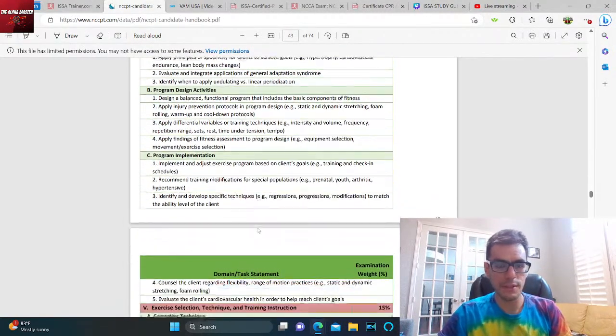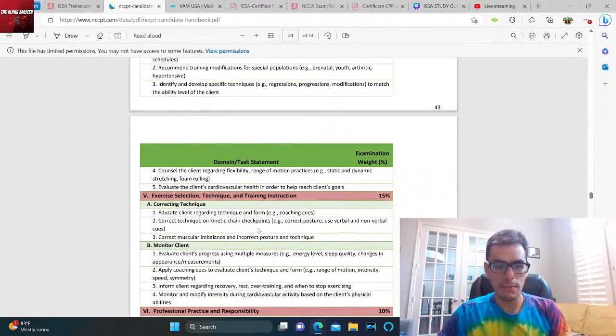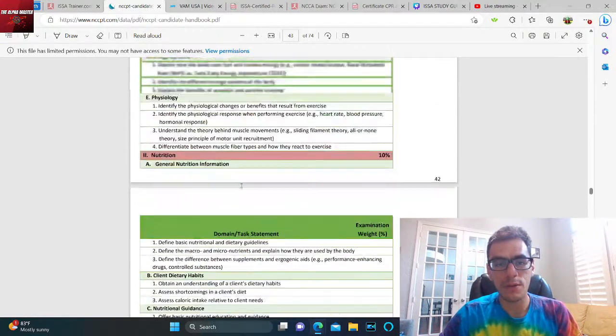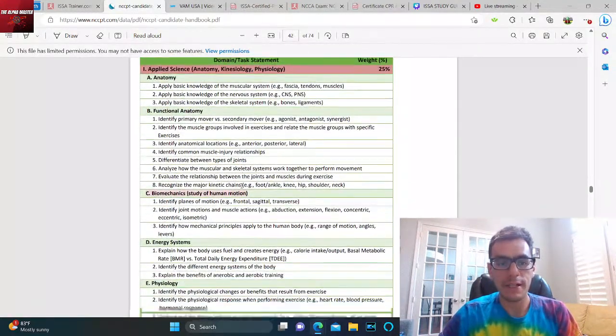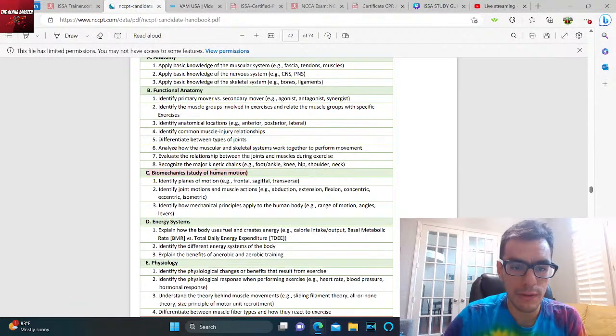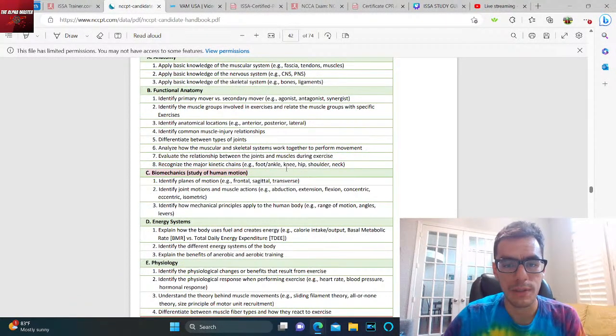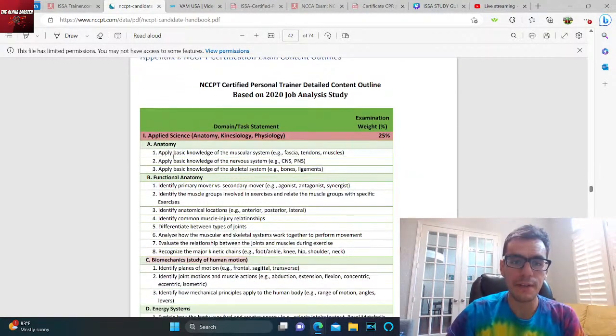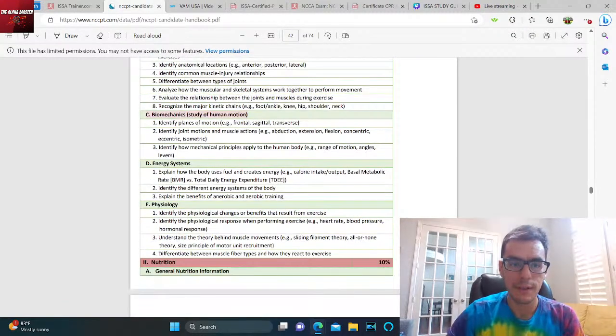You also have elements of fitness in the exercise selection and technique portion, like the kinetic chain checkpoints, which is also in the applied science portion. Remember the myokinetic chains in the functional anatomy. All of the portions in applied science we already saw in the first 5 chapters.